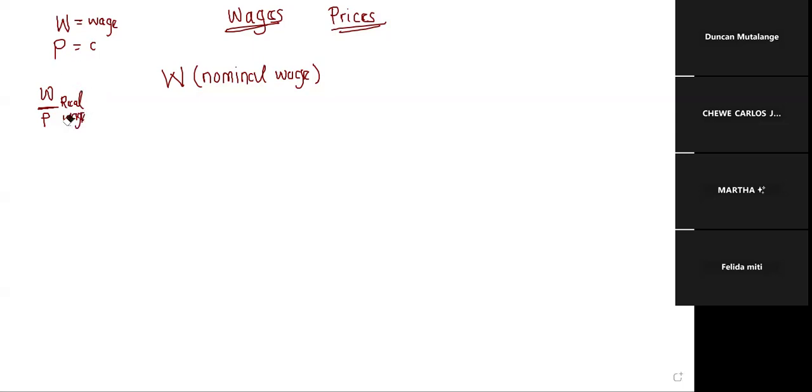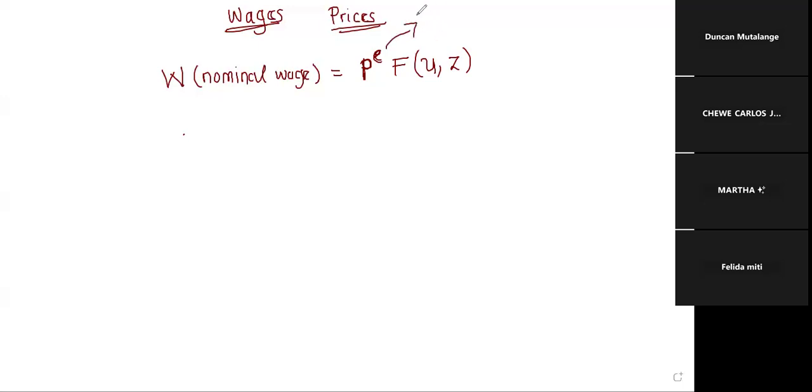So, how are wages set in an economy? Okay, so when you're looking at wage setting, wages are set by the following. So, W is equal to P^e, then F(u, z). Now, P^e simply stands for expected price. So, what is the price that you are expecting in the future?